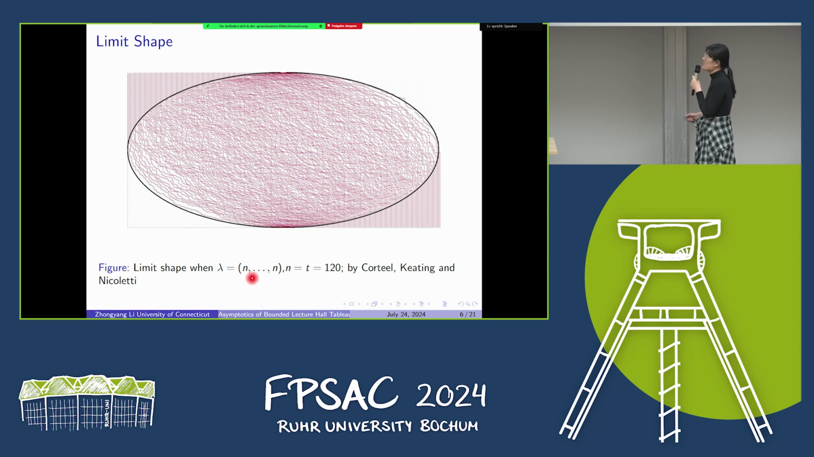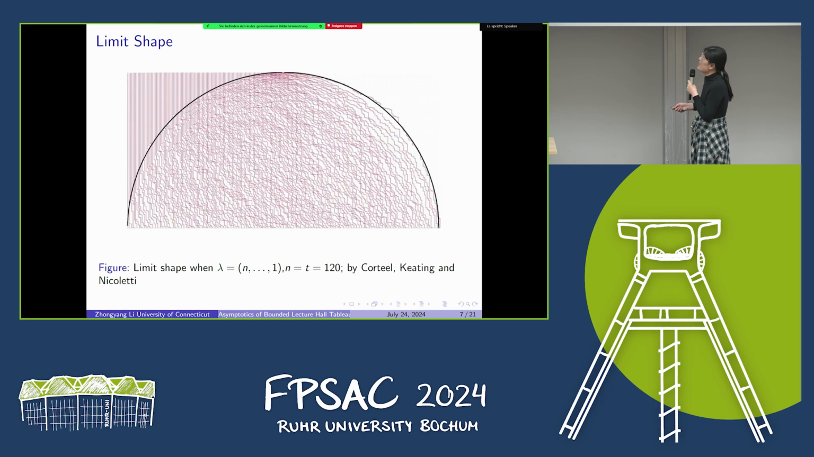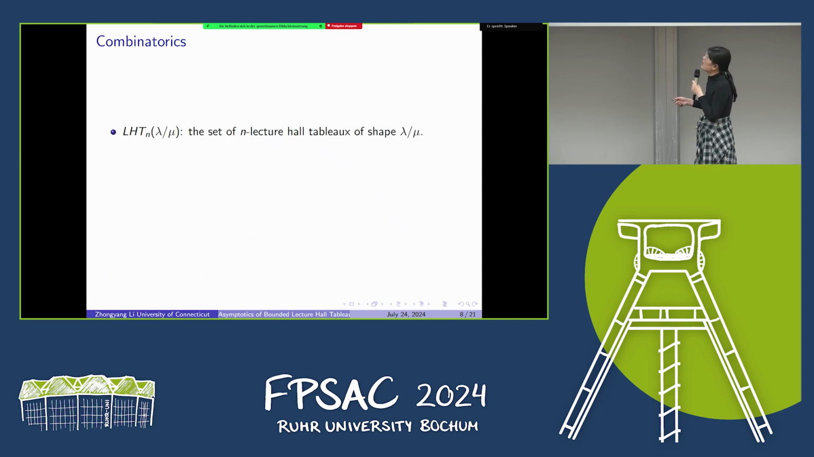In this case, for the shape lambda, the filling is given by n, and this picture simulation is given by Keating and Nicoletti. And here is another picture. This is a filling of a Young diagram. The partition is given by n minus 1, n minus 2, ..., 1. And you can see in this case, the frozen boundary is like a half circle, and outside this circle, each configuration has probability either 1 or 0 to occur. Inside this circle, the probability of each configuration is strictly between 0 and 1.